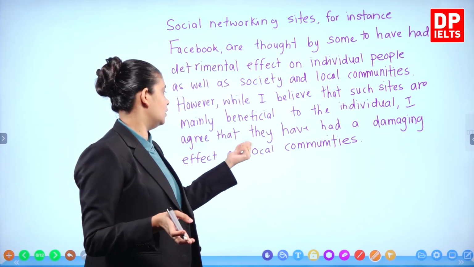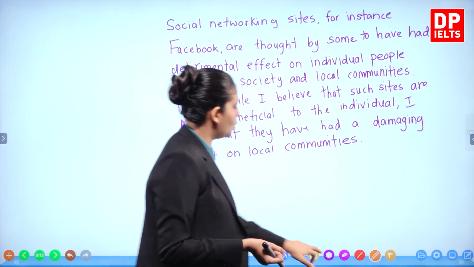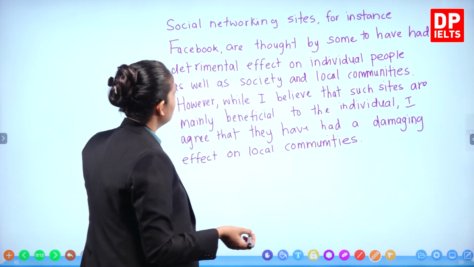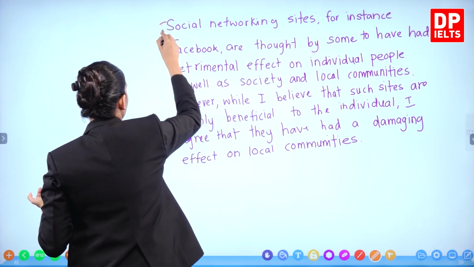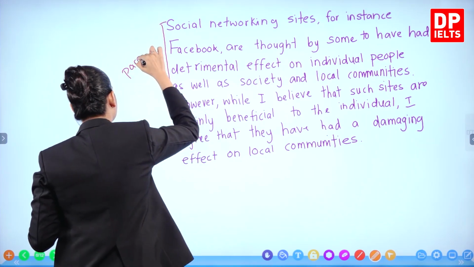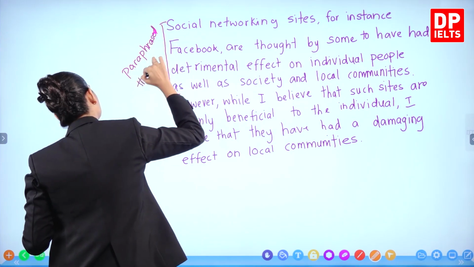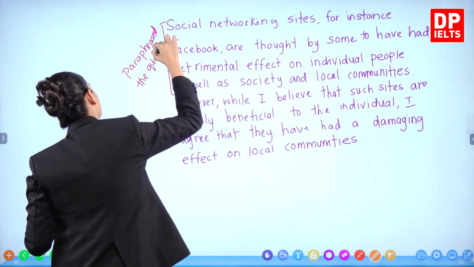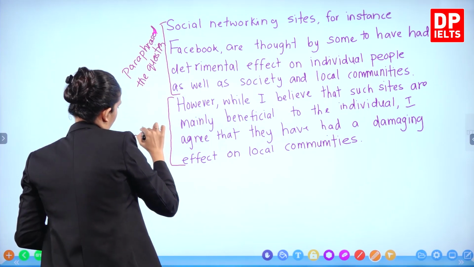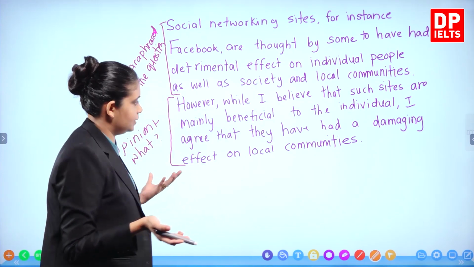secondly talk about the effect on local communities. But I thought I'm not going to do that because I will just touch on those two in the body paras, right? So what I've done here is this bit, I've paraphrased the question. And this bit, I've kind of written the opinion merged along with what exactly I'm going to write, okay?